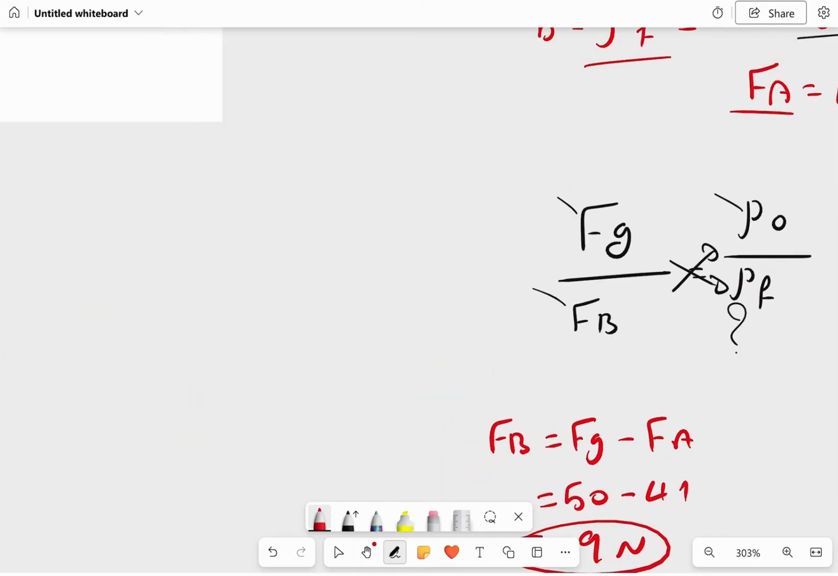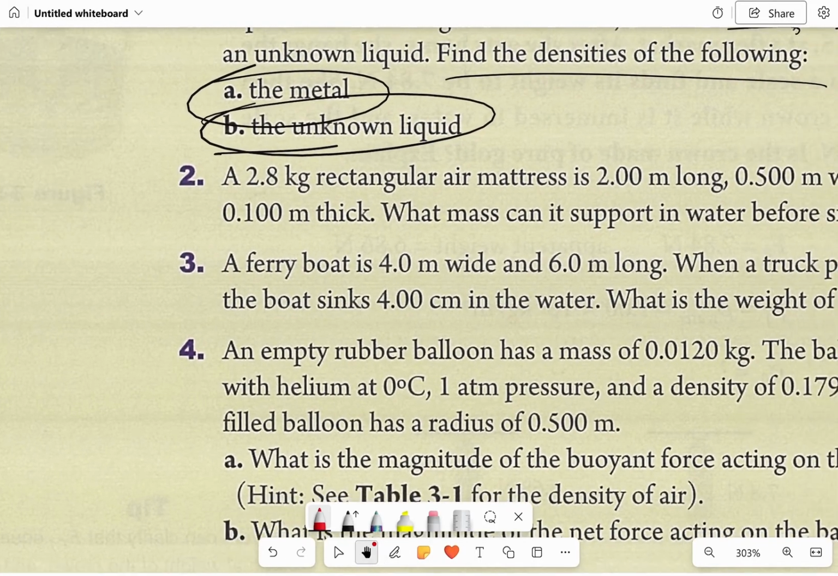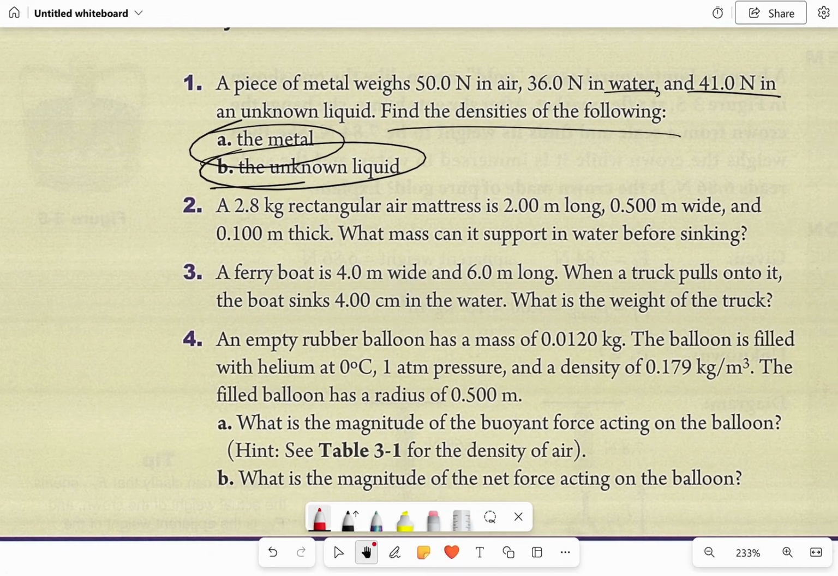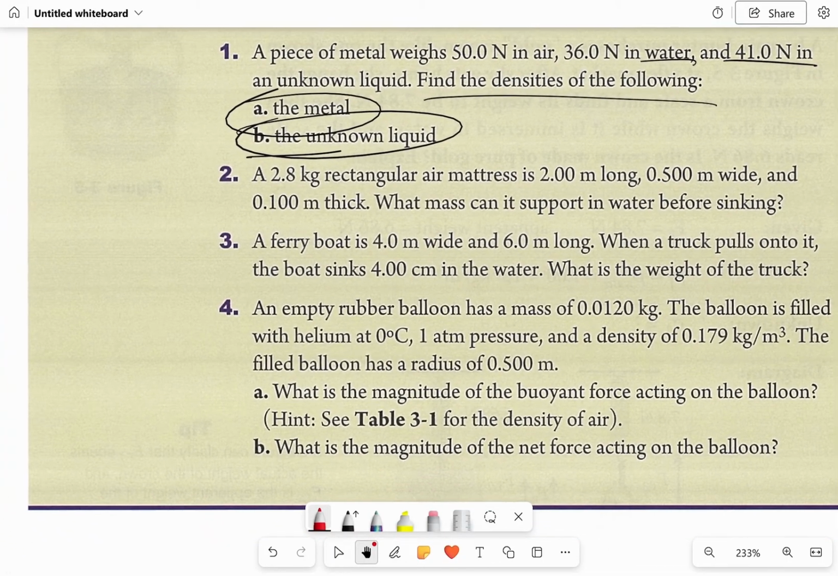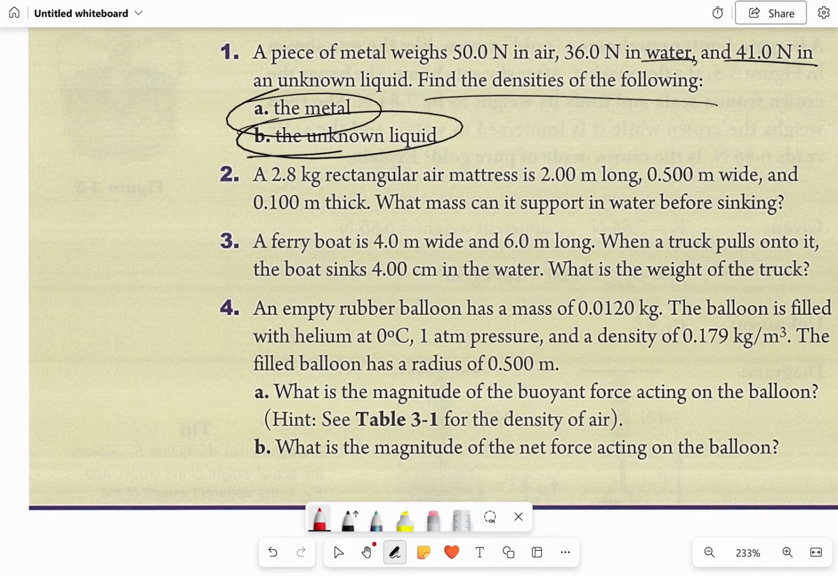We have question 2, the second question. It says a 2.8 kilogram rectangular air mattress is 2 meters long and 0.5 meter wide and 0.1 meter thick. Guys, you can easily guess. You have length, width, and thickness, which is basically the height. This is asking for finding the volume. To find the volume here, you can simply multiply all these numbers and you'll get the volume.